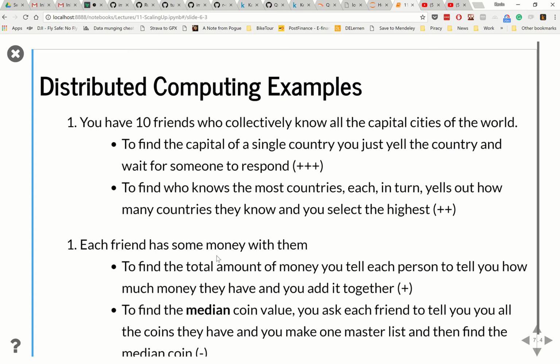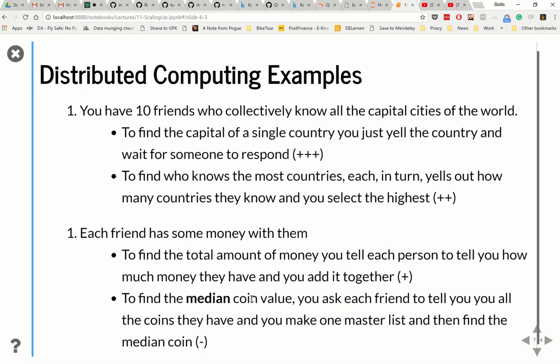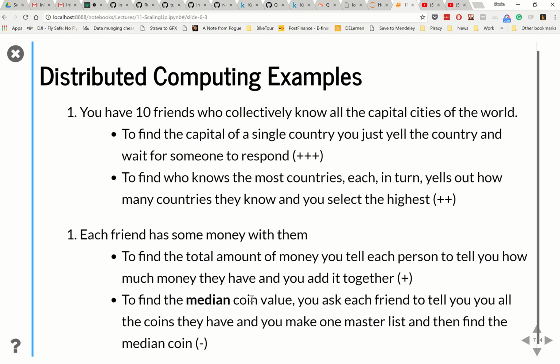If you take a slightly more complicated problem, where each friend has money in their pocket and you want to find out how much total money is available, you can tell each person how much money they have, and you add it together. You go through each person in the list and add whatever amount they have together, and you get the final result. For this, can anyone think of a more efficient way to do that task?